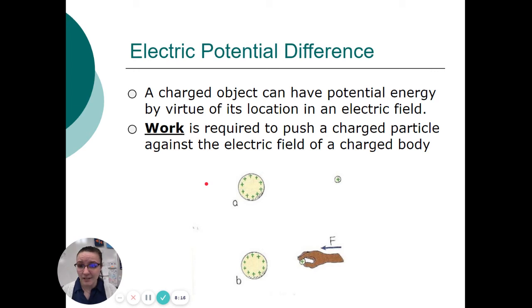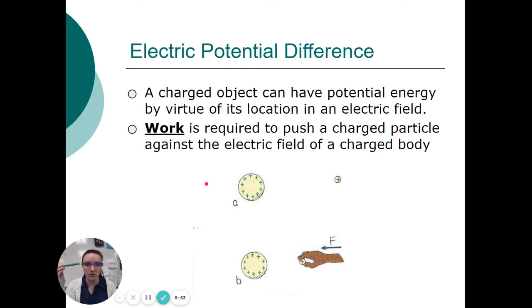A charged object, because it is in an electric field, has potential energy. It's a little bit different than the potential energy when you were sitting at the top of a roller coaster, but it's the same idea. It's got the potential to do work, or you have to do work in order to push it against the electric field. If I go back to thinking about the comparison to gravity, I am holding this pen up and I have given it potential energy because I have done work to lift it and work against the field.